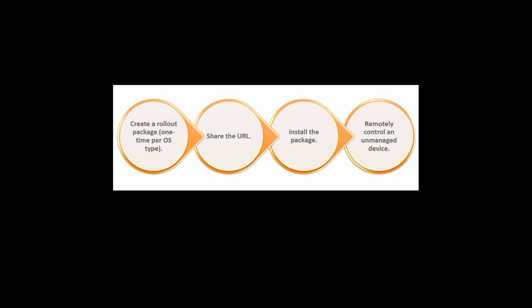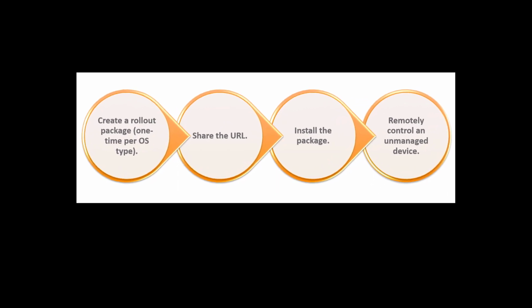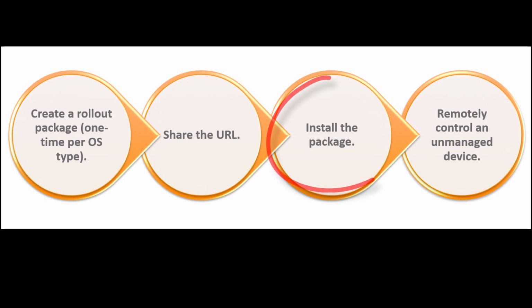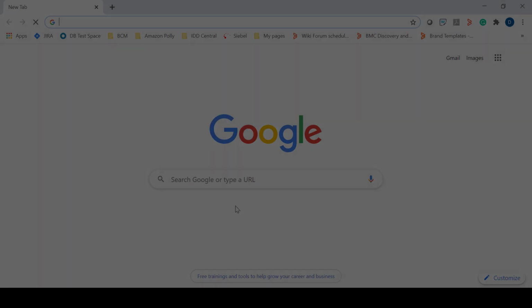In the previous part, we copied the link to remotely connect to the device. Now, the end user will use this link to download and execute the package on the other device which does not have the BMC Client Management agent installed on it. If you do not have an end user, you can play the part of the end user on that device.